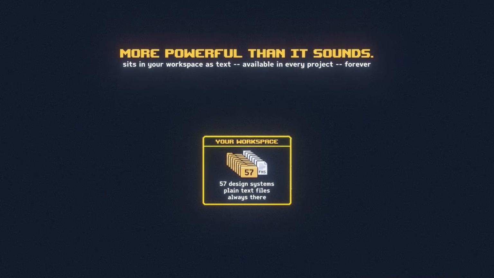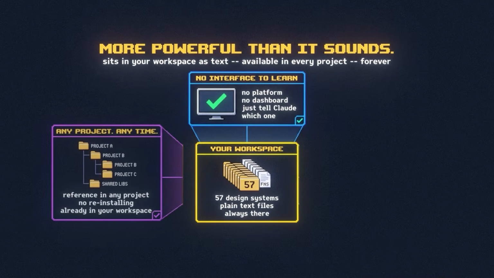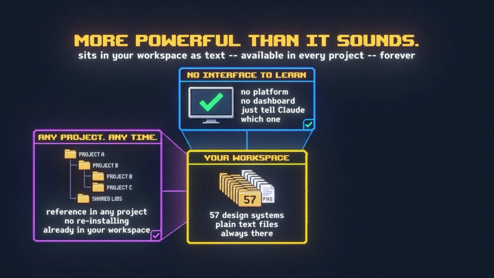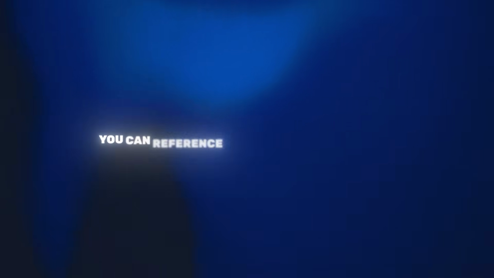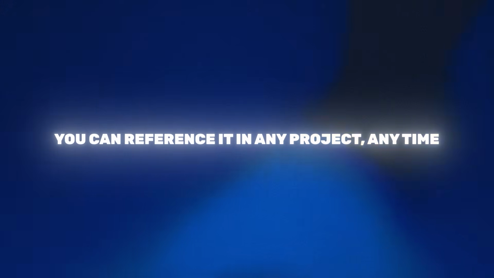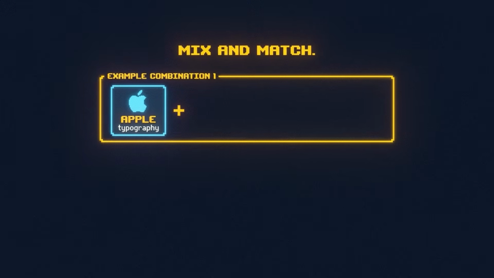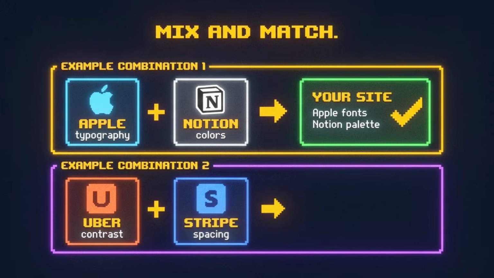This is more powerful than it sounds. Most design tools need you to learn an interface. Most templates need you to customize inside some platform. This just sits in your project as text and Claude reads it like context, which means that you can just reference it in any project, anytime, without reinstalling anything. And because each brand is its own separate file, you can mix and match. Use Apple's typography with Notion's colors or Uber's contrast with Stripe's spacing.